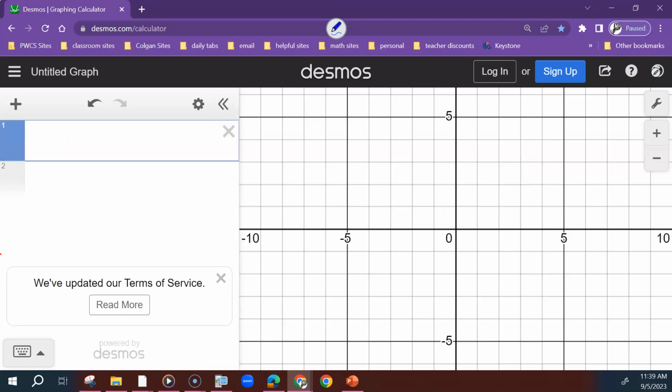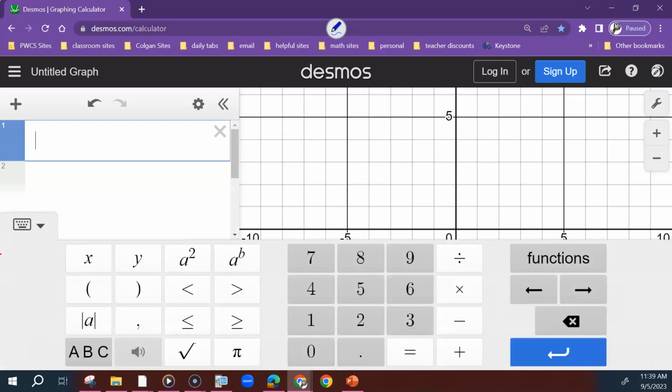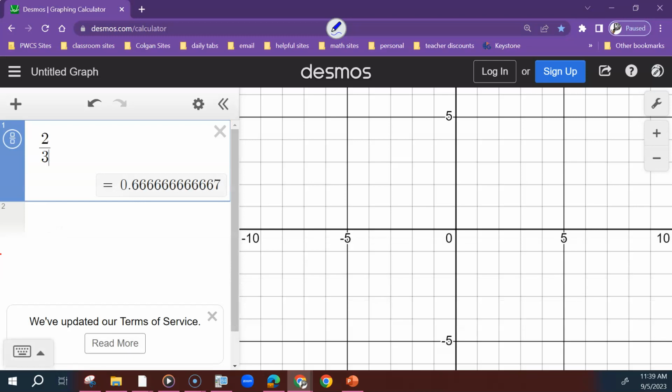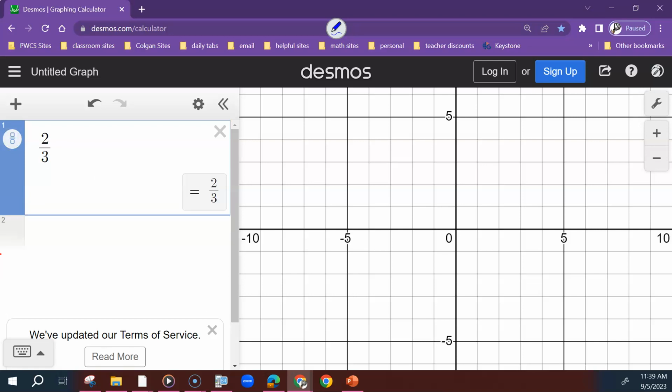Okay. And then someone give me a random fraction. Whatever fraction you want, it really doesn't matter. So let's say we put in 2/3. 2 divided by 3. It's going to give you whatever the decimal is. And then on the side, you can change it to the fraction. It will put it in simplest form for you.